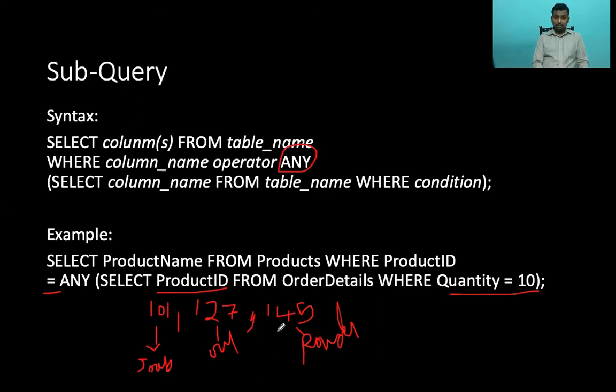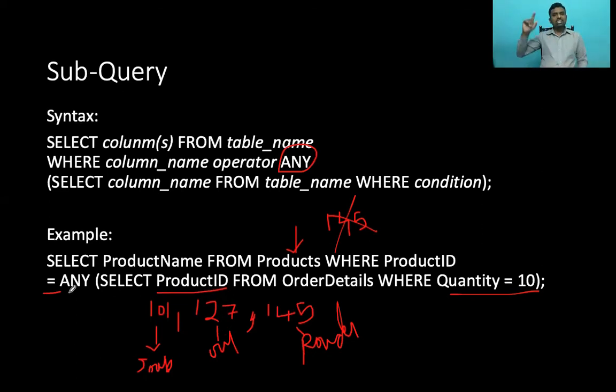But for example, if 145 is not there in my products table, it is not available. For instance, 145 is totally sold out and has been taken totally out of my products table. I'm no more selling 145. Now what will happen? No problem, it will provide information about 101 and 127. That is what ANY is for.